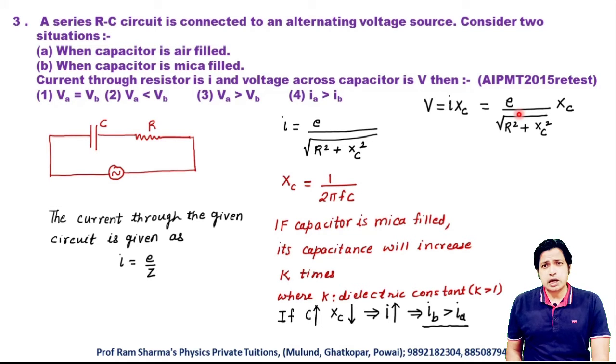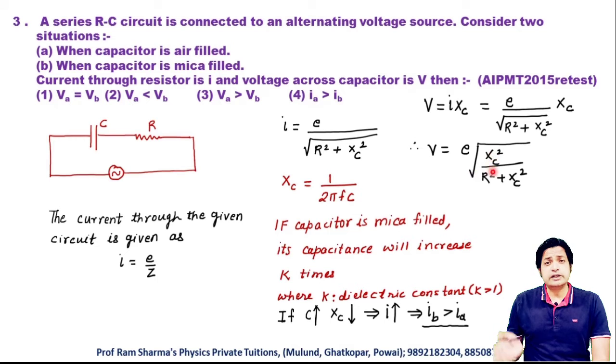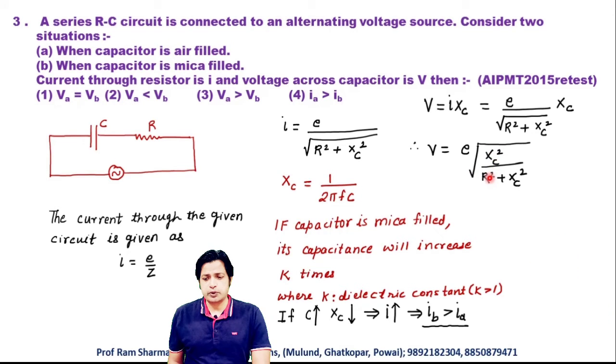So what I'll do is remove the Xc from the numerator. The only thing I can think of is to take this Xc inside the root. When I take Xc inside the root, it becomes root of Xc square upon R square plus Xc square. In the numerator and denominator inside the root, I will divide by Xc square. So in the numerator, Xc square by Xc square becomes 1, this becomes R square by Xc square, and this will also become 1.